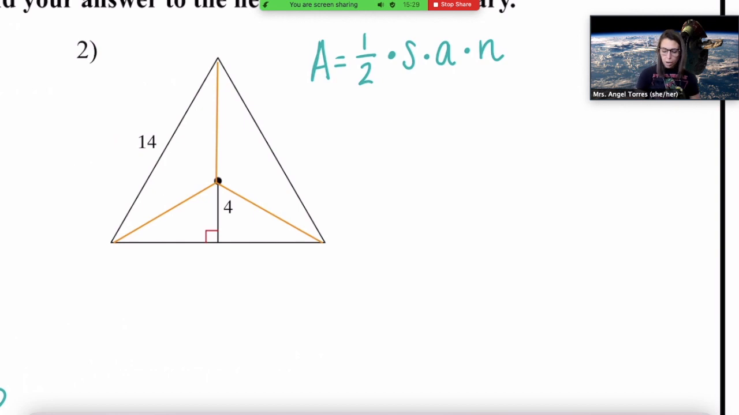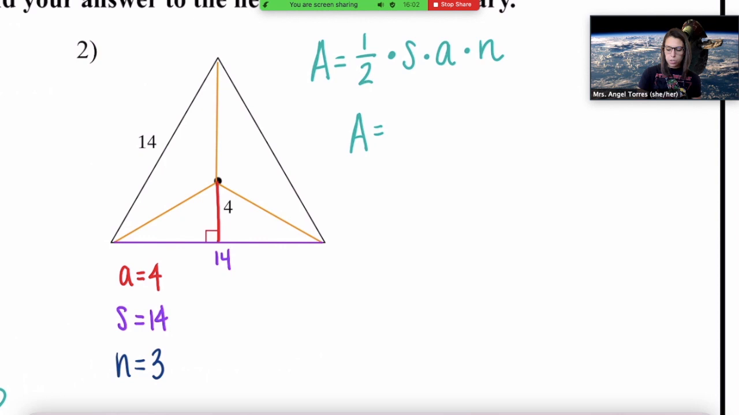So let's identify our parts here. We have our apothem here is 4. That's the height of our triangle. Our side length here, or the base of our triangle, is 14. That's our side, 14. And the total number of sides in this polygon are 3. So if we know the apothem, we know the side length, and we know the number of sides, we just have to substitute that information into our formula.